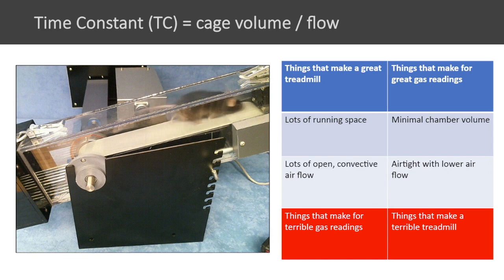Further complicating things is the paradox between what makes for good calorimetry measurements versus what makes a good treadmill. Lots of room to run with lots of fresh air makes a great treadmill, but it's terrible for calorimetry measurements. Low volume and high differentials make for very certain gas readings, but result in a treadmill that's too cramped and stuffy to run in. Optimizing a system design means finding the best balance point so all things can function in concert.